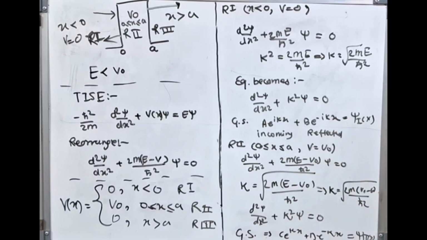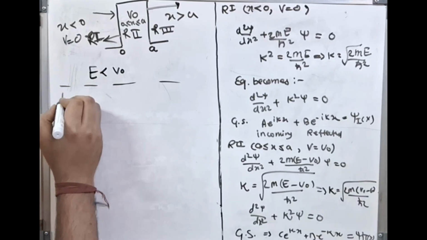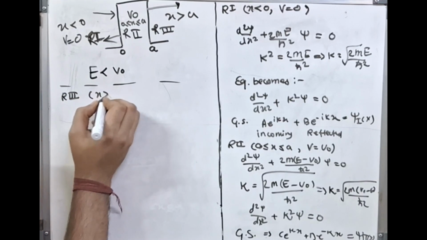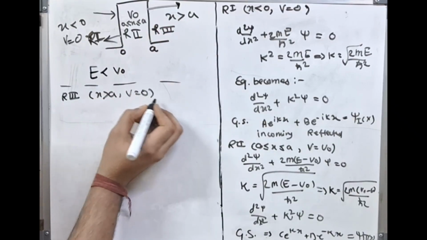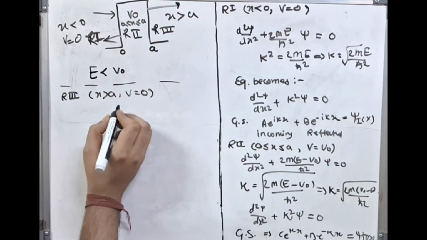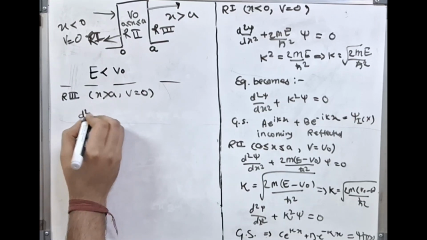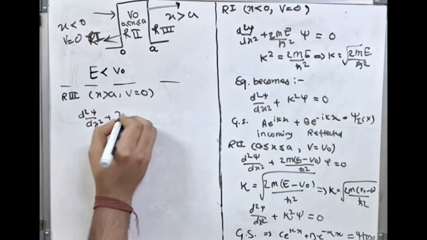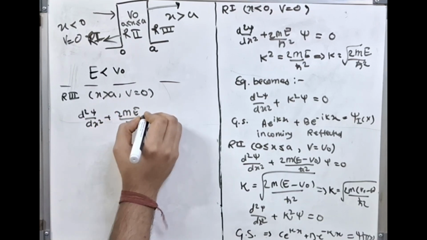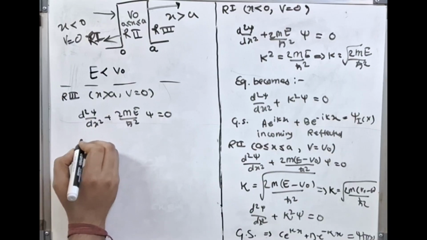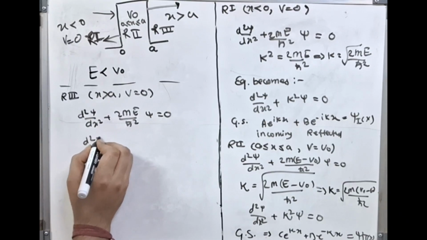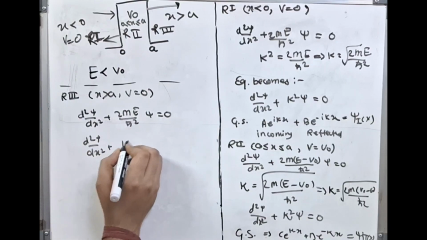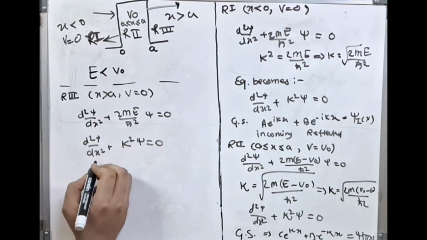And similarly, we are going to construct for region 3. So for region 3, where my x is greater than a, right, and my v is again 0. So same equation as R1, by the way, which is d square psi by dx square plus 2me by h cut square psi is equals to 0. And of course d square psi by dx square plus k square psi is equals to 0.